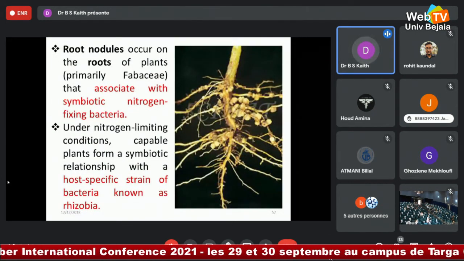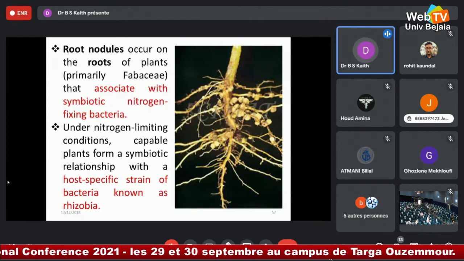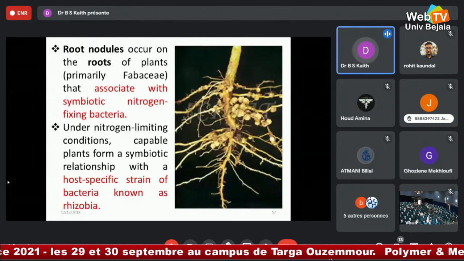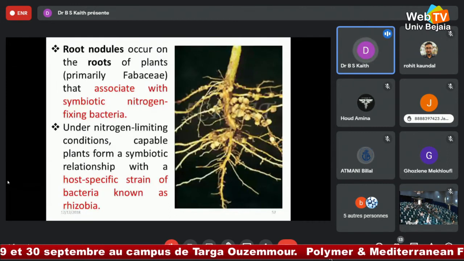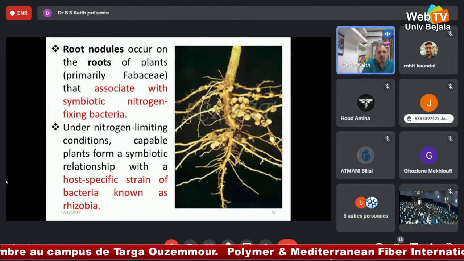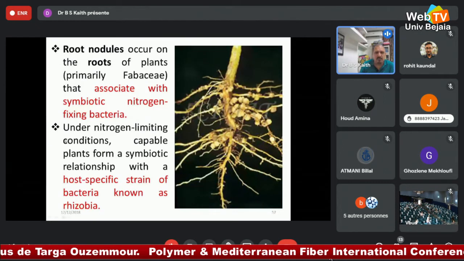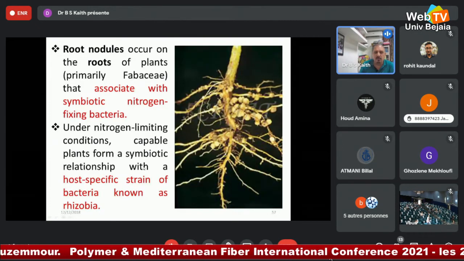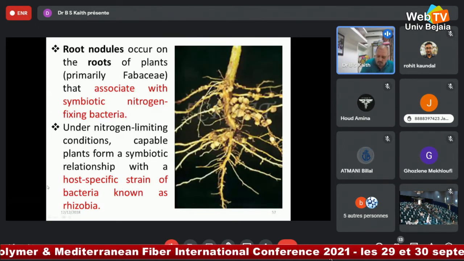And now I'm going to the root nodules. You'll find here how root nodules are very important for symbiotic association and for fixing of nitrogen to the plants. It's very important, root nodules.